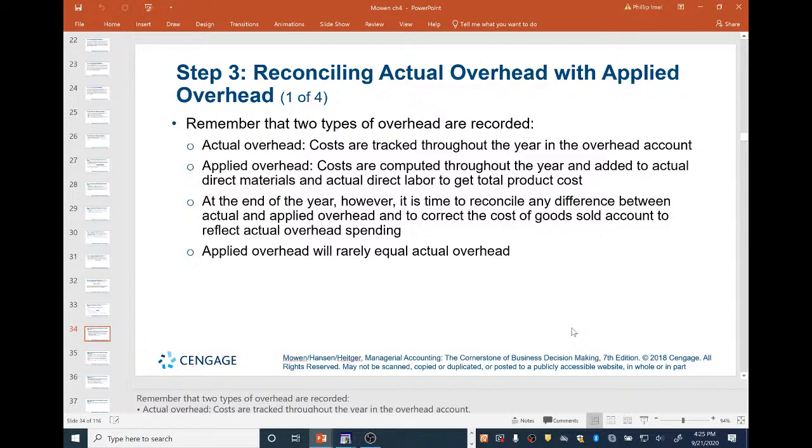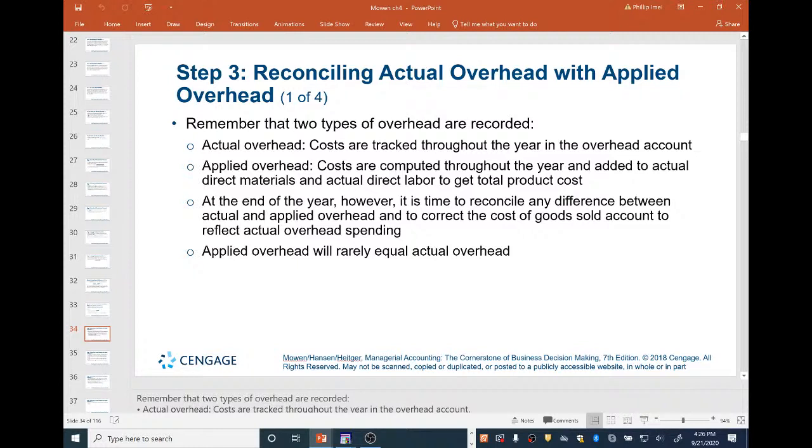So remember that two types of overhead are recorded, right? We have actual overhead and applied overhead. Actual overhead costs are tracked throughout the year in the overhead account, so we're going to accumulate those in an account throughout the year. The applied overhead is the cost computed throughout the year and added to actual direct materials and actual direct labor to get total product cost, okay? So the applied overhead is what we just went through in the previous steps, right? That's the estimate we're making based upon the cost driver.